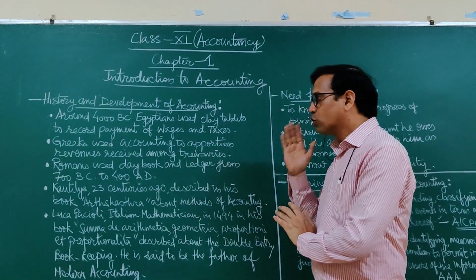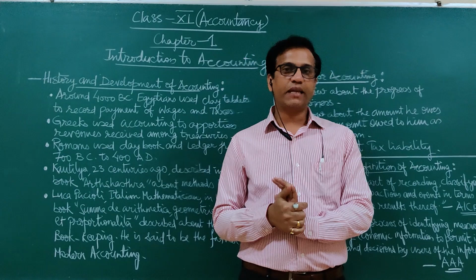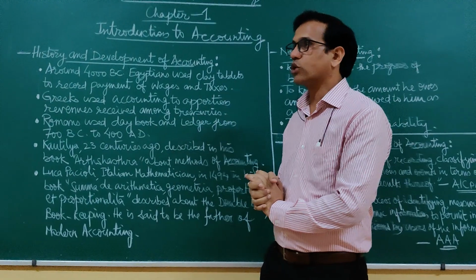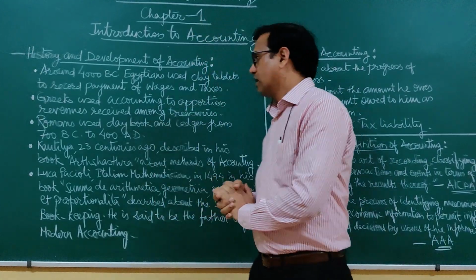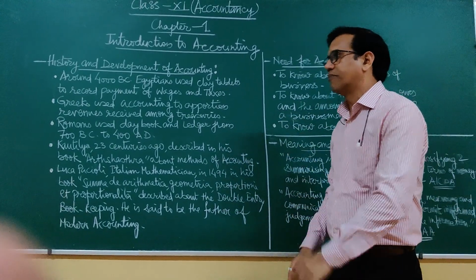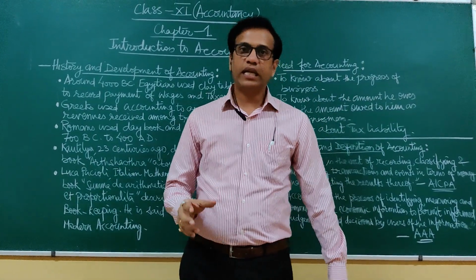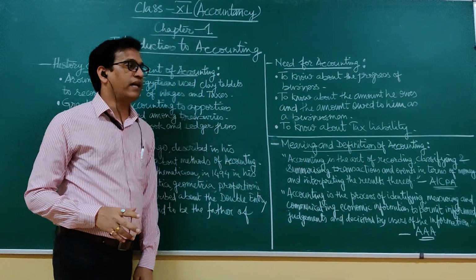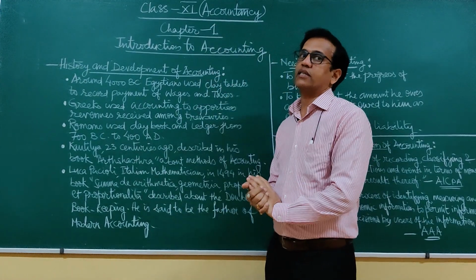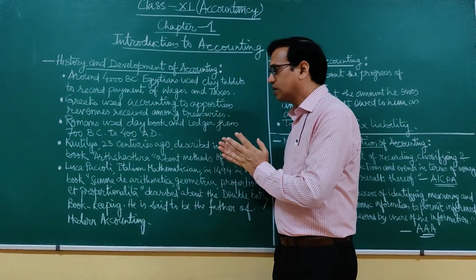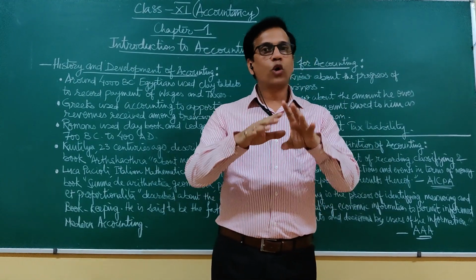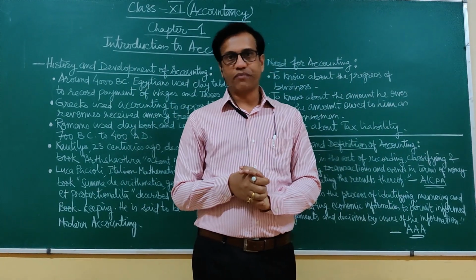In Chandragupta Maurya's time, his prime minister, Mr. Chanakya, who was named Kautilya also, around 23 centuries ago, wrote his book Arthashastra, and in it he described how to maintain accounting records. Proper methods he has given in that book. So it is evident here that accounting was used all over the world, including our own country.